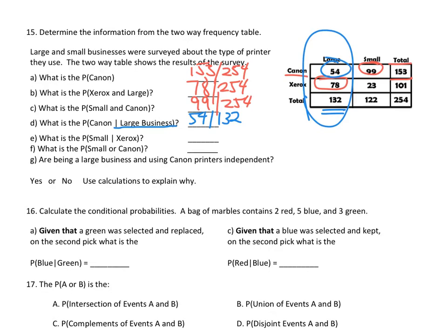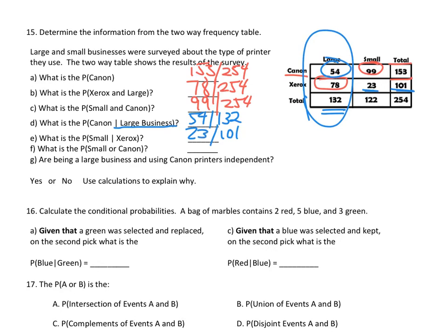So for the next one, the probability of a small business, given that it's Xerox. So given that it's Xerox, the total Xerox are 101. That's our total. And out of that, the small would be 23. So 23 out of 101.